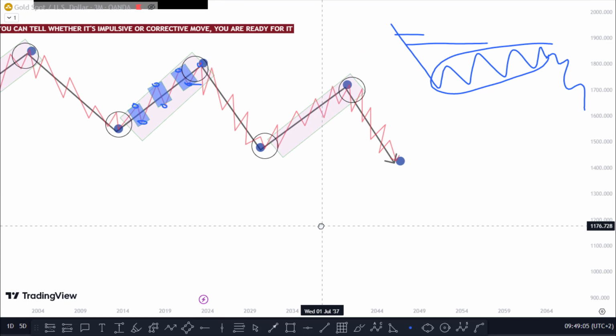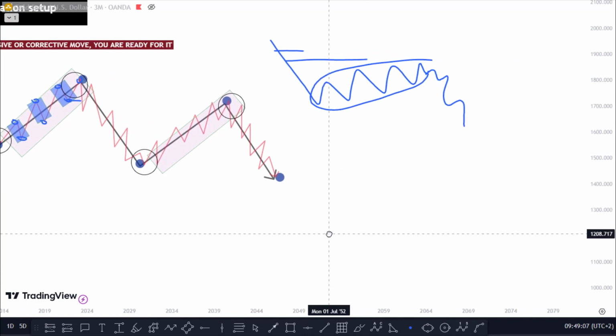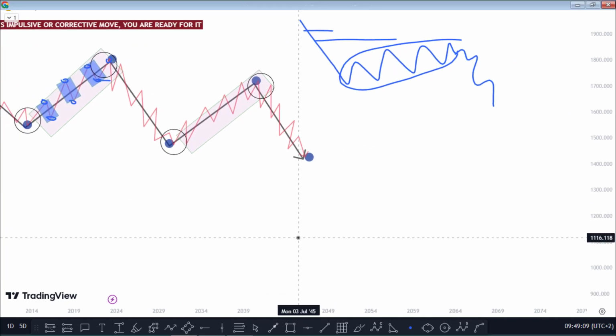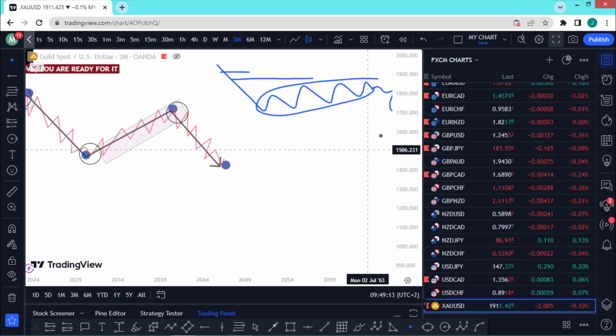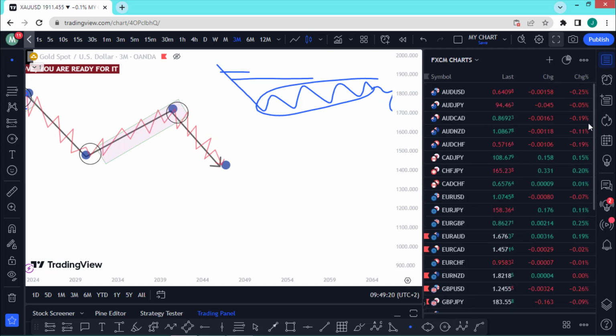So let's use a chart, guys, to explain this concept. And once we finish this video, I'll be sharing another video with you later that will follow this one. So let's say, for example, which pair can we use now?